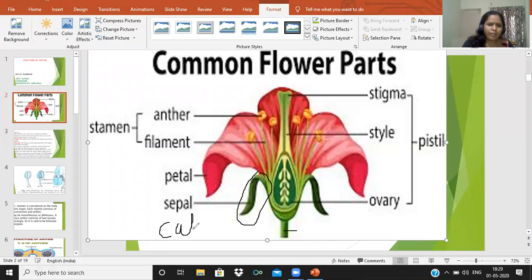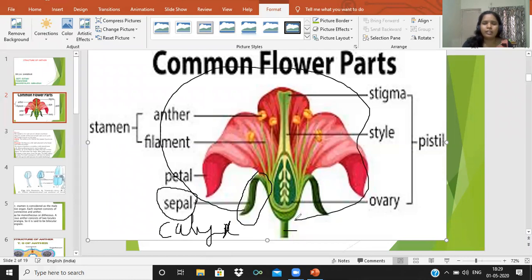This is a rough diagram of the calyx. It is green in color, and an individual part of the calyx is called a sepal. What is the function of the calyx? The first function is protection of the flower in bud condition. The second function, due to the green color, is photosynthesis.